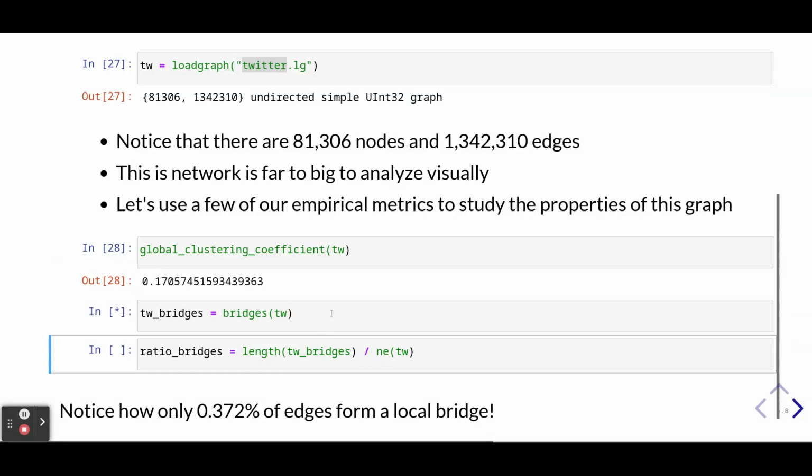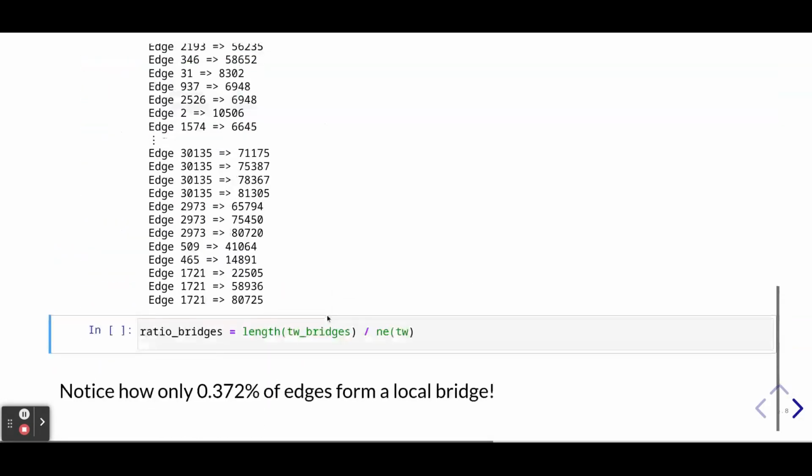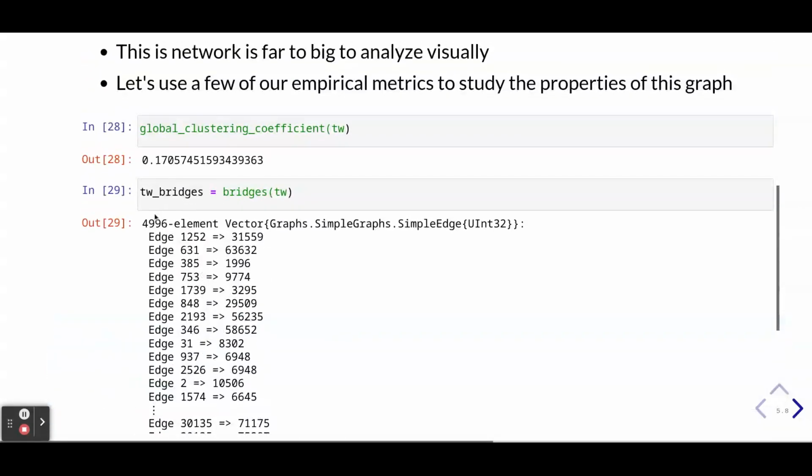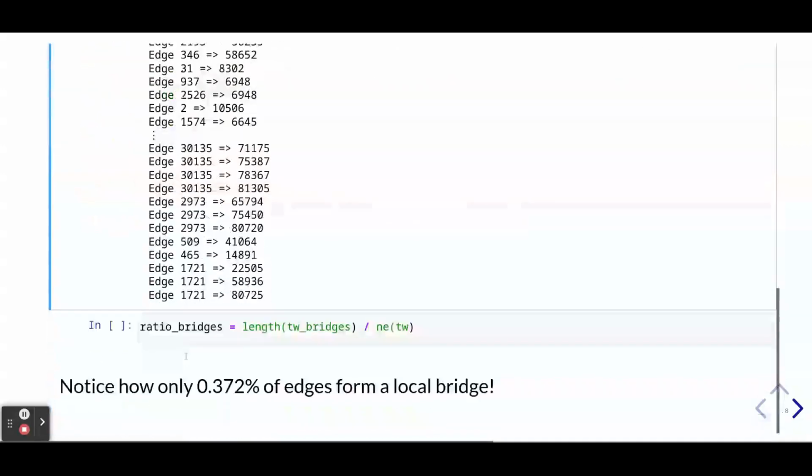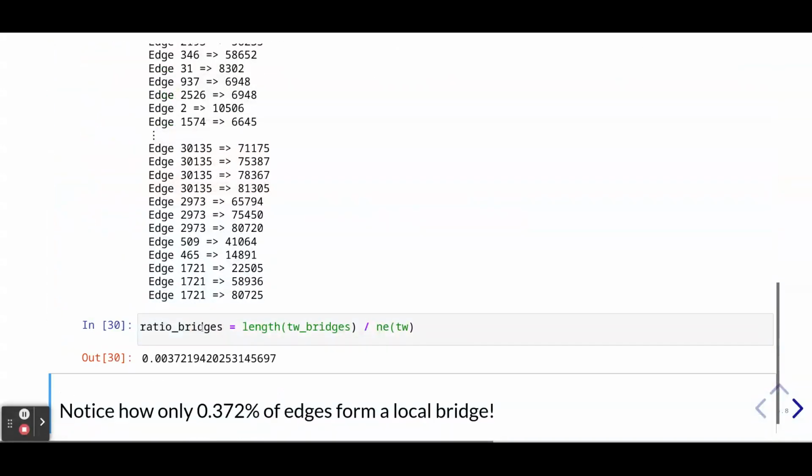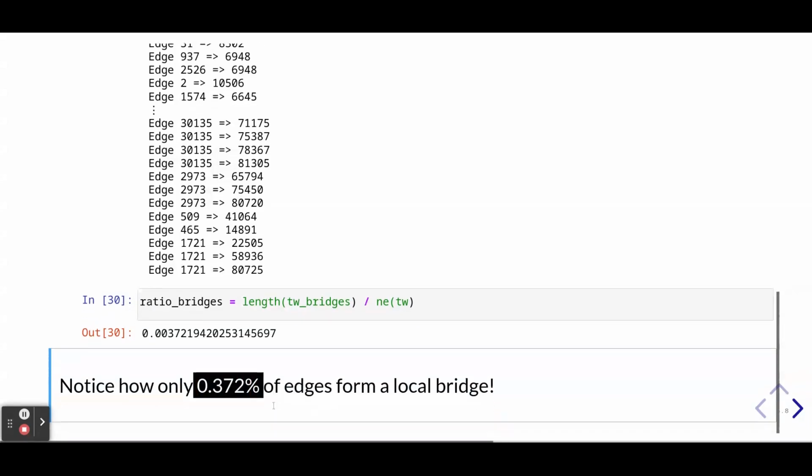All right. What about when we list all the bridges? Here it's telling us that we have 4,900 bridges, which represents only 3.72% of the total edges in our graph. So less than 4% of edges form a bridge, and that gives you some sense of how rare true bridges, or even local bridges, are.